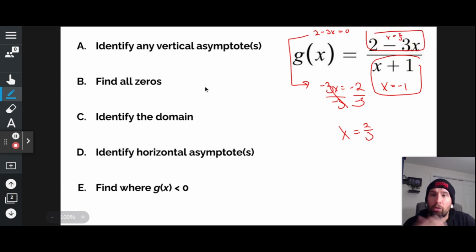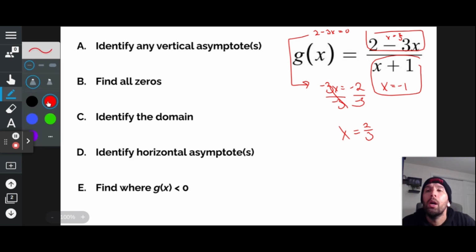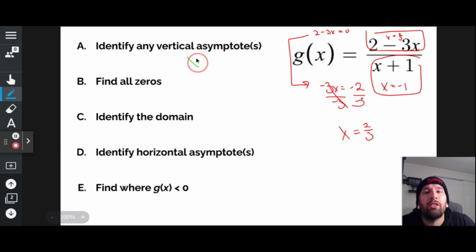So since there's no repeats, since none of the factors have the same 0, I'm pretty easily able to say that the vertical asymptote is x equals negative 1. Vertical asymptote is whatever makes the bottom 0 as long as it's not repeated on the top. The 0 is whatever makes the top equal to 0 as long as it's not seen on the bottom, and in this case, the 0 was x equals 2/3.